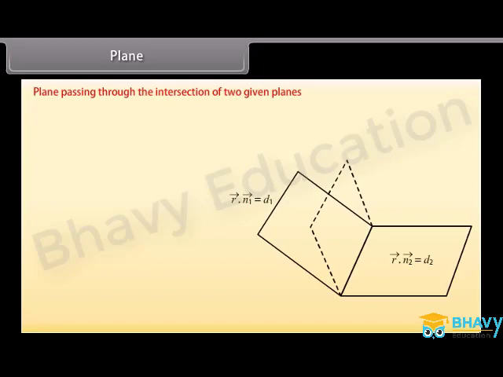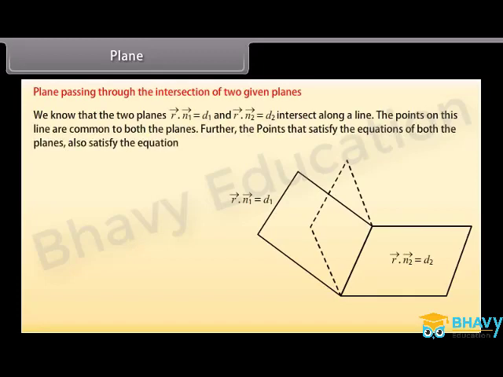Plane. Plane passing through the intersection of two given planes. We know that the two planes, the dot product of vector r and vector n1 equals d1 and the dot product of vector r and vector n2 equals d2, intersect along a line. The points on this line are common to both the planes. Further, the points that satisfy the equations of both the planes also satisfy the equation: the dot product of vector r and (vector n1 plus lambda vector n2) equals d1 plus lambda d2, where lambda belongs to R.